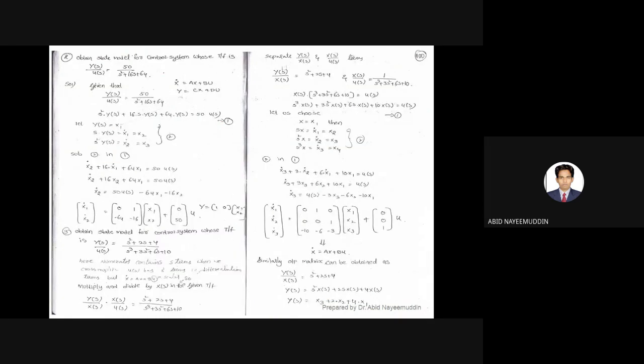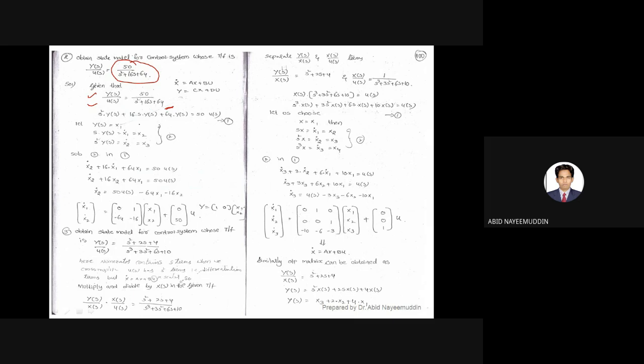Now next, second problem on this transfer function. He has given you 50 by s square plus 16s plus 64. He has given like this. So y of s by u of s is equal to 50 divided by s square plus 16s plus 64.